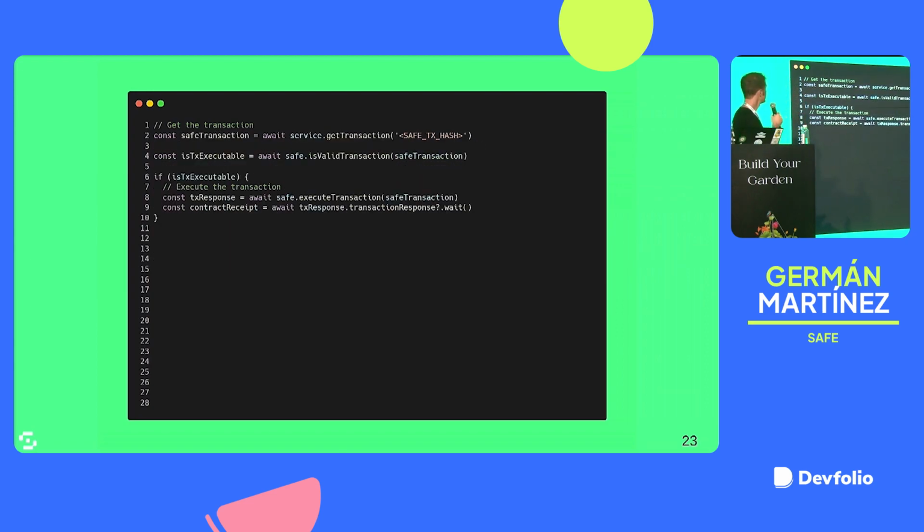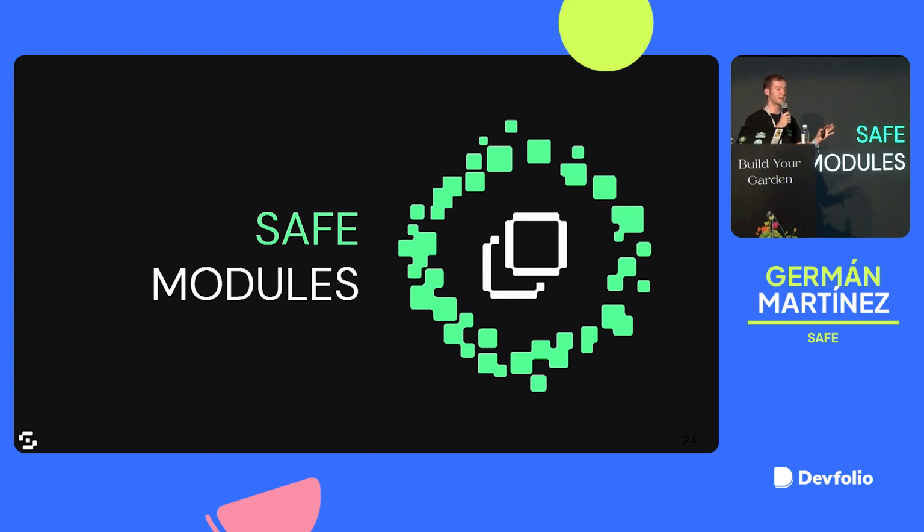After that, we just need to execute the transaction once we have enough signatures. Before executing, there's optionally a method called isValidTransaction that will check if this transaction will fail or not. If the transaction is executable, then we can call the method executeTransaction passing this object. So that's how the basic flow works.